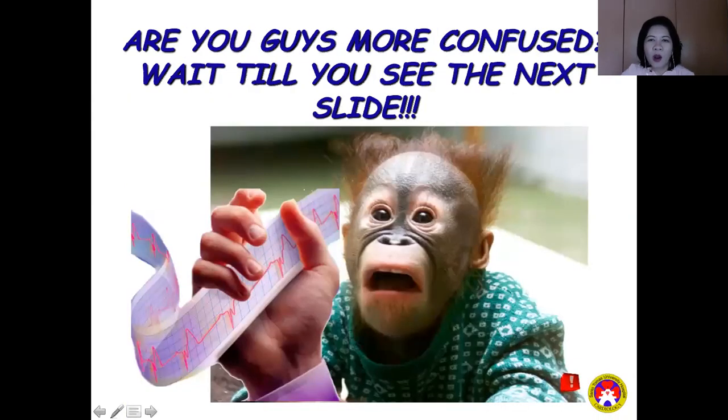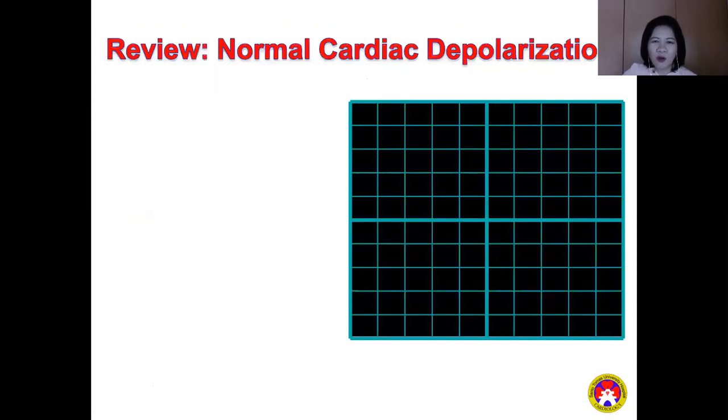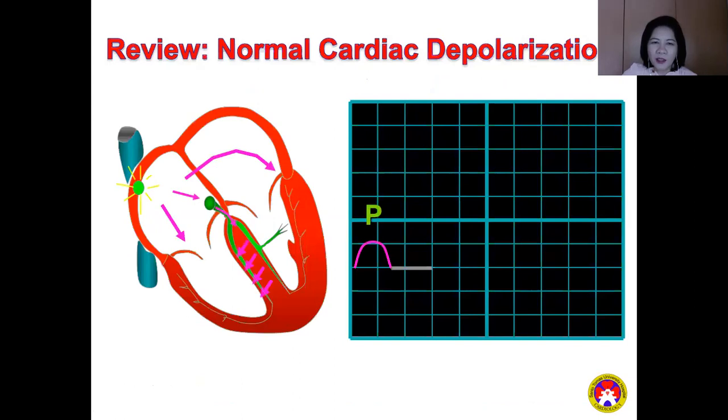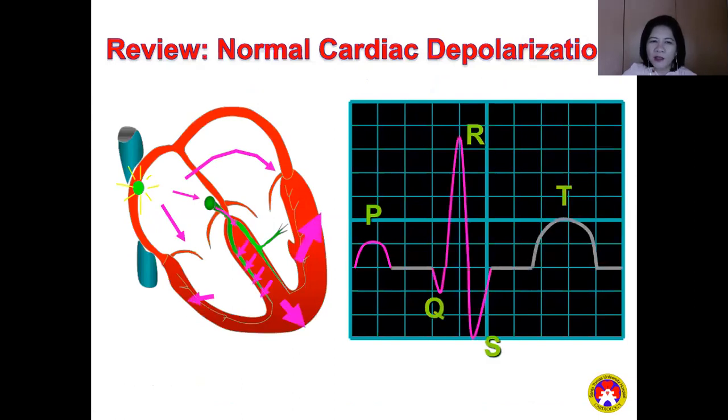Okay, so are you confused? No, I don't think so. Okay, so review again. The SA node will fire, depolarizing the atria first, producing a P, after which the wave of depolarization will go to the AV node and then to the bundles, to the Purkinje, depolarizing the ventricles, producing our QRS complex, and eventually the ventricles will repolarize, producing the T wave.